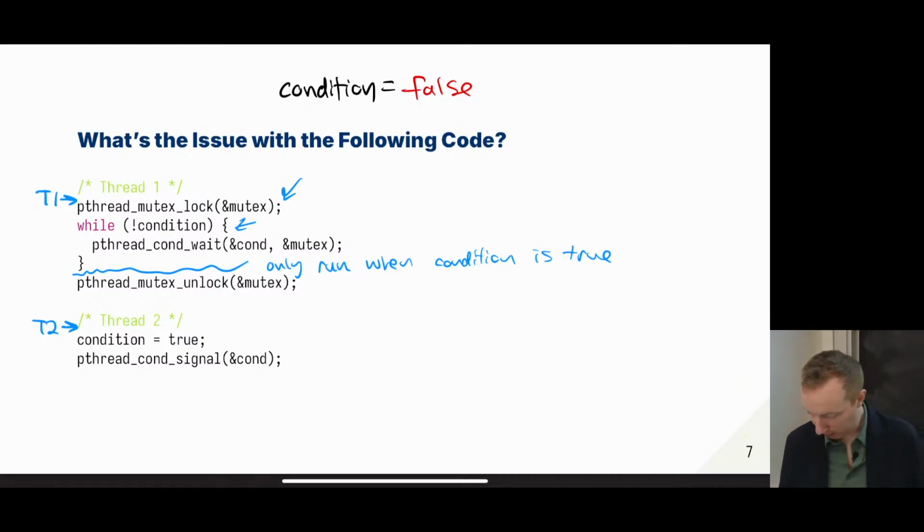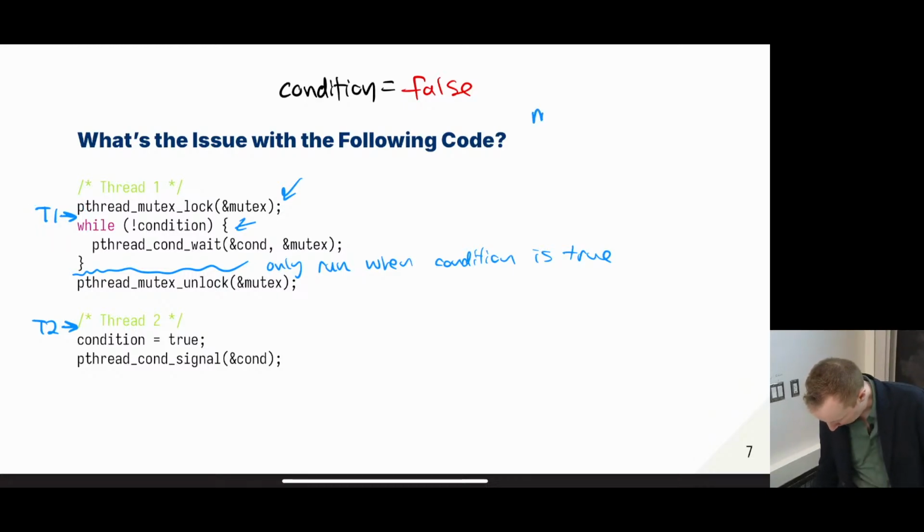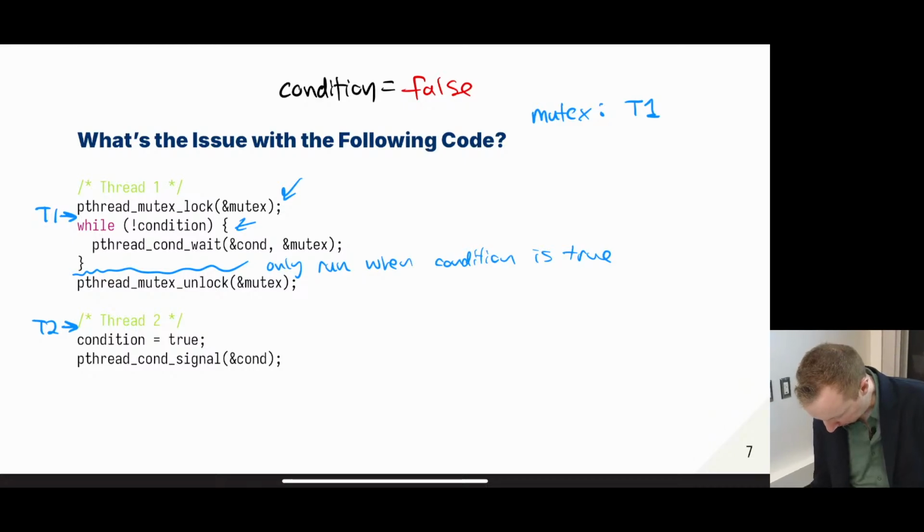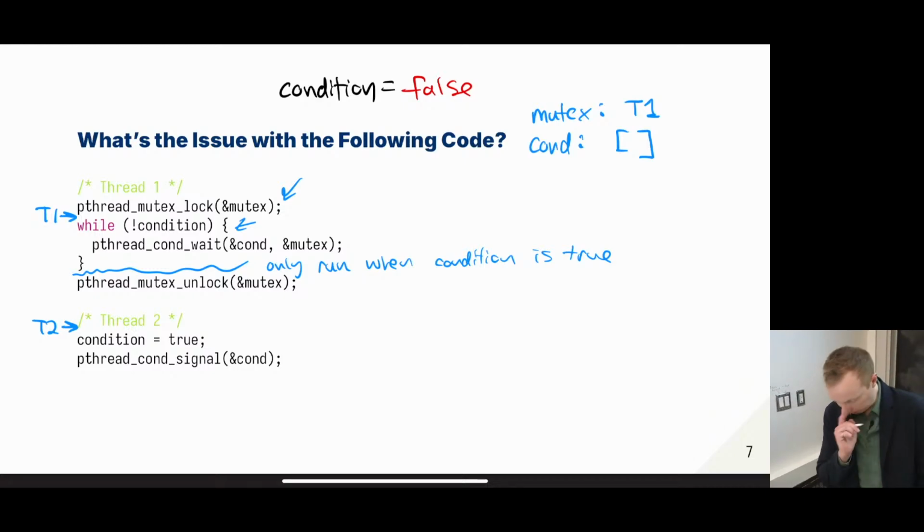So T1 is stuck in the while loop. Let's assume T1 goes first, so it would acquire the mutex. So here, I'll even put up here, mutex, and then which thread has it. So mutex is currently held by thread 1. And then I could also write my condition variable called condition, and that could just be a queue of threads I'm keeping track of. Initially, it would be empty.